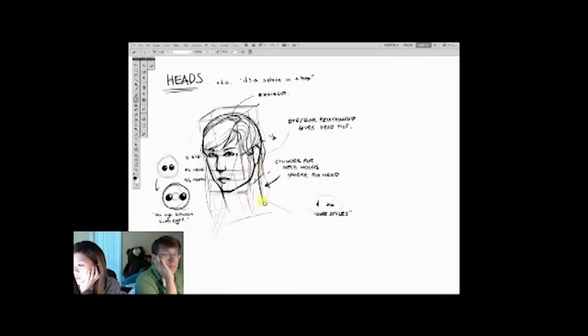Hair is another one of those things that you can really stylize. I know some people that use straight lines in the hair. I like using wavy lines, but you can really do a lot of stylization with the hair. So try a lot of things out when you're trying to find out what you like.